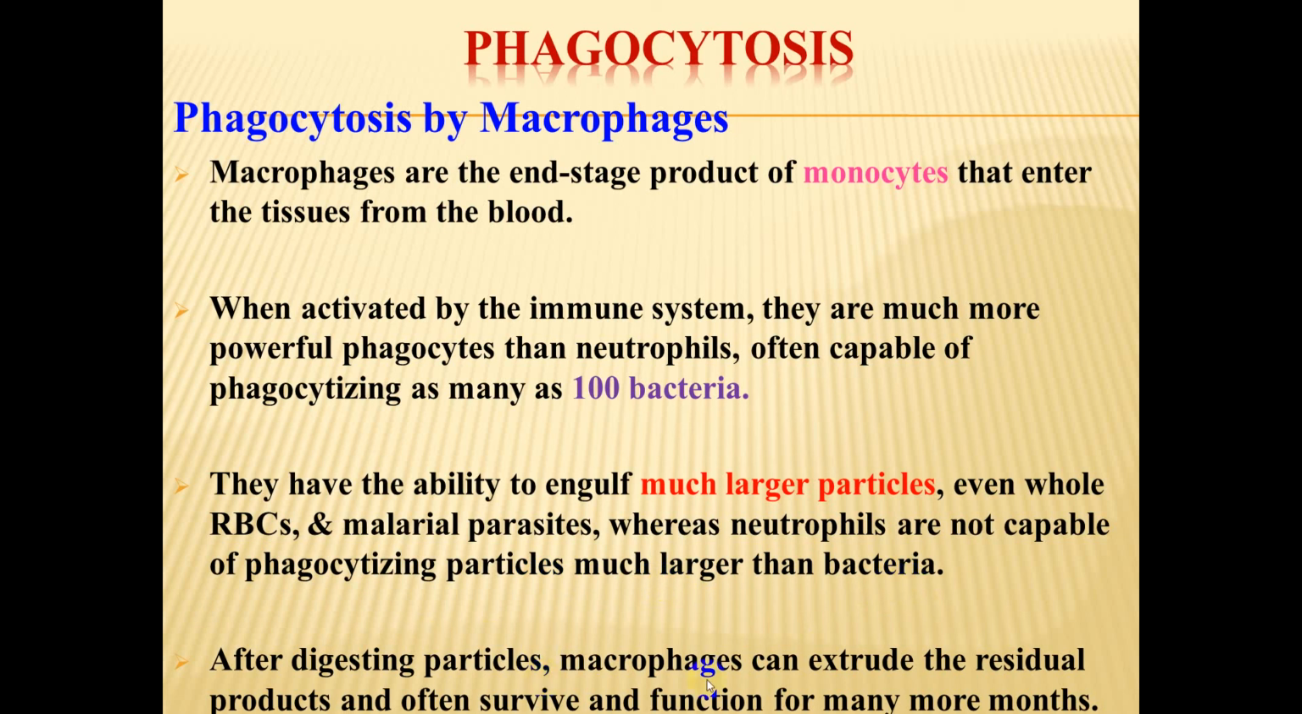After digesting the particle, the macrophage can extrude the residual products and often survive and function for many more months. You notice here its ability to keep destroying foreign bodies and to survive for several months after phagocytosis, whereas the neutrophil, after a few phagocytic processes, will be destroyed.